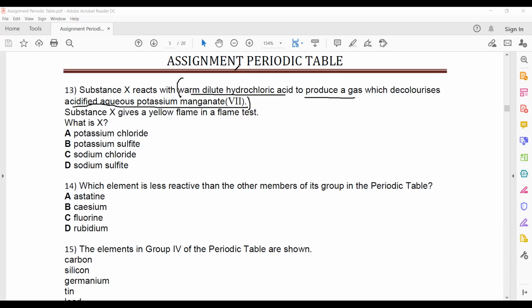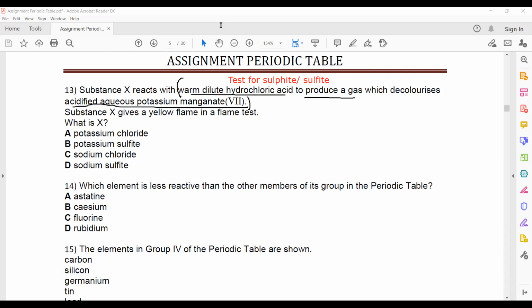It is a test for not sulfate, but sulfite. Sulfite is SO3. I can write it as S-U-L-P-H-I-T-E, or I can also say S-U-L-F-I-T-E. Both spellings are correct. So this is a test for sulfite ion.